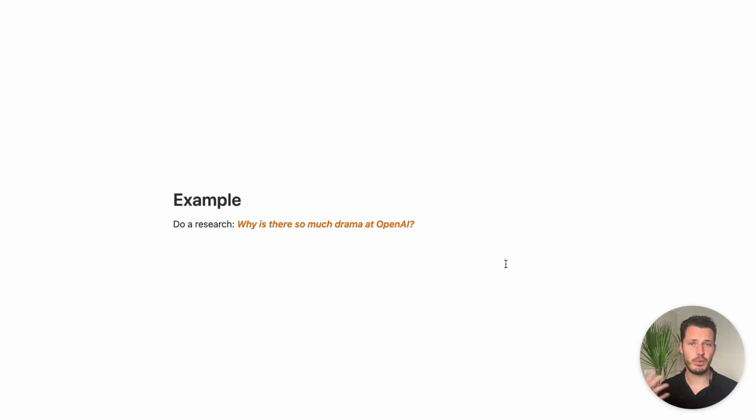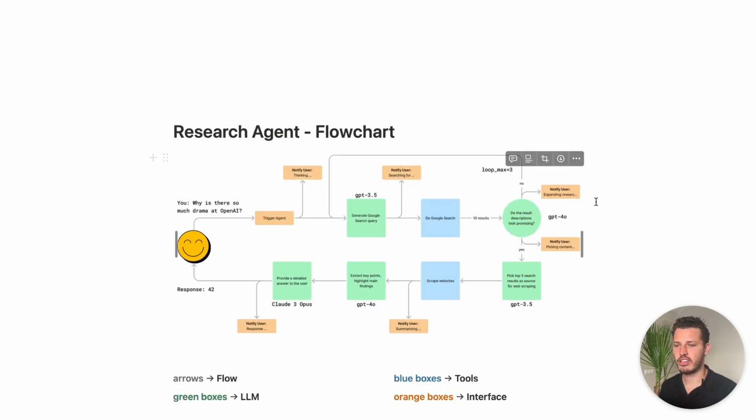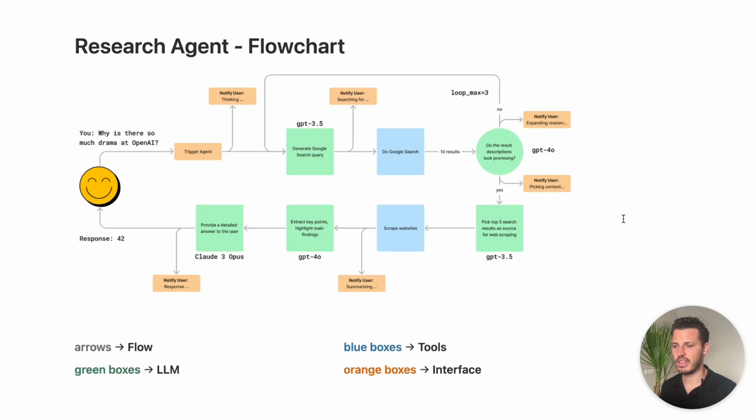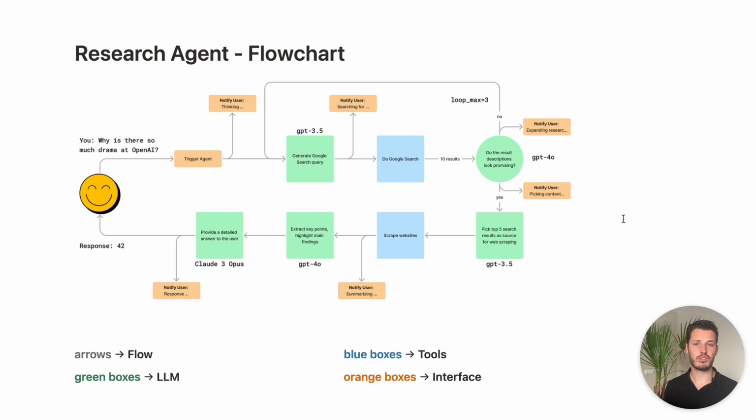Let's say we want to build a research agent and we have this one query. We want to understand why is there so much drama at OpenAI. I came up with a chart that explains how we can build an agent to answer this question. So we have basically four important parts here. We have the arrows. The arrows basically show the flow that we designed as an engineer.